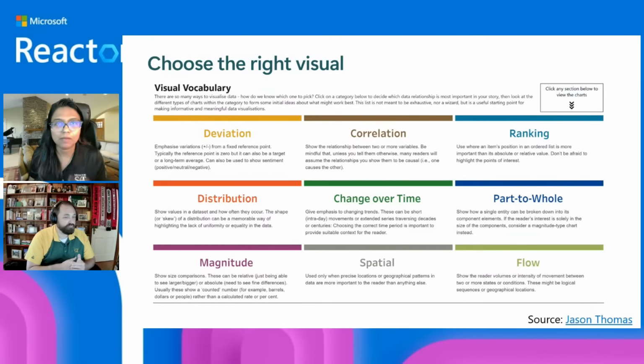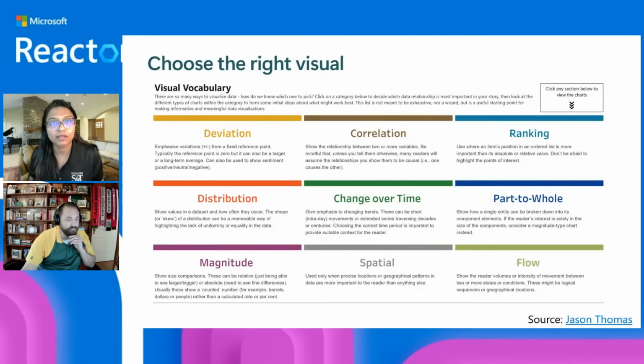Examples, when you talk about deviation, how does something differ from a baseline? Talking about correlation, how do two variables relate to each other? Talking about ranking, who's first, second, or third? So the idea here is simple. Start with the question you're trying to answer, then pick a visual that communicates that the best. This framework right here helps you to avoid defaulting to the same chart every time and instead choose what truly fits your story.